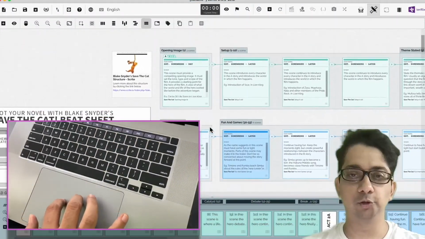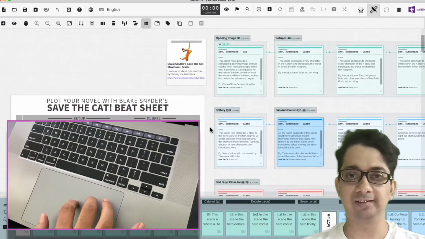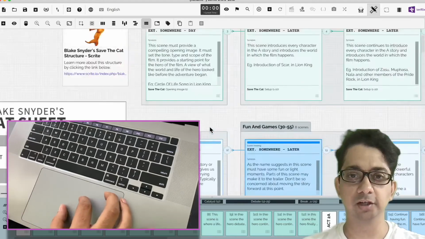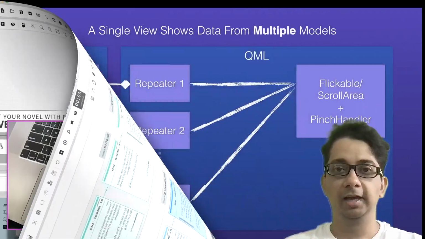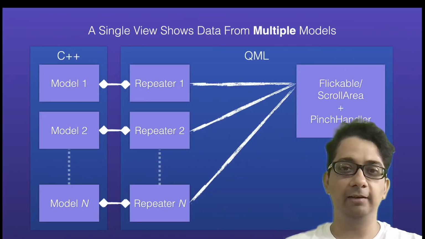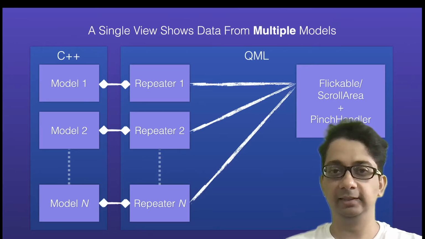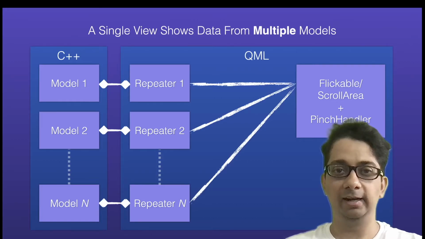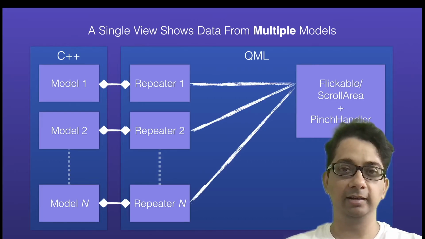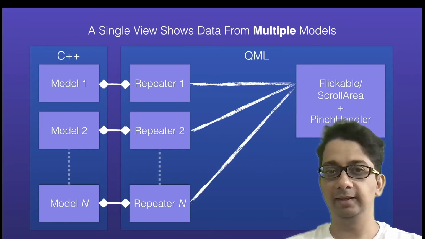This is especially useful if you have a laptop with a trackpad. You can use two fingers to zoom in and zoom out. In summary, whenever we have data to be rendered from multiple models on a single view, this is a design pattern that we could use: a repeater for each layer that renders data from different models on a single view.